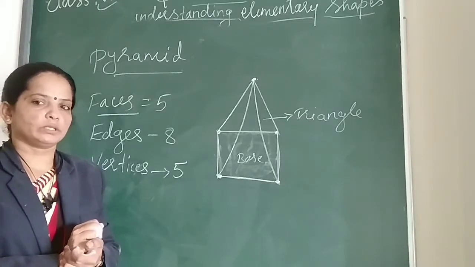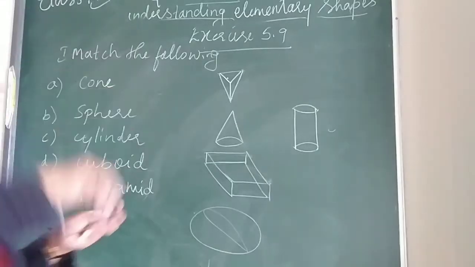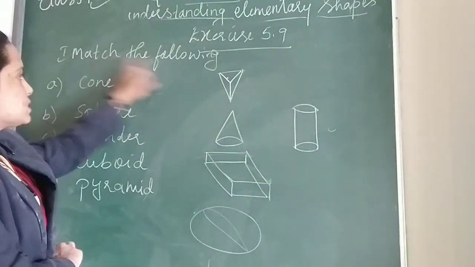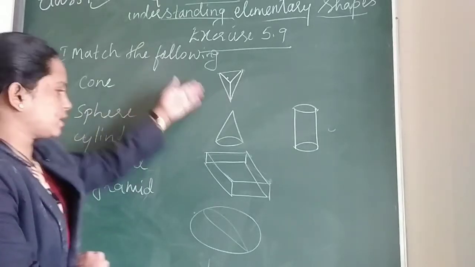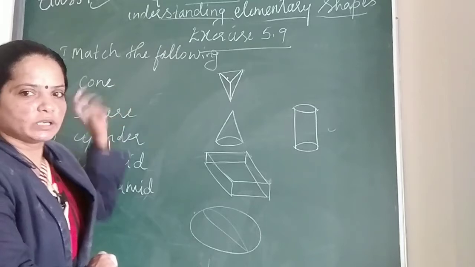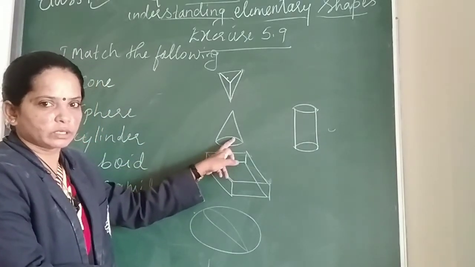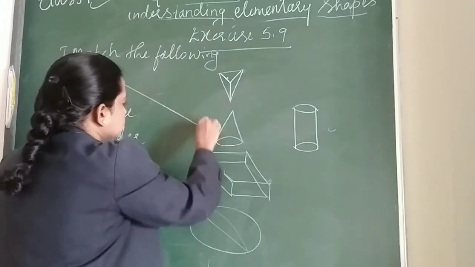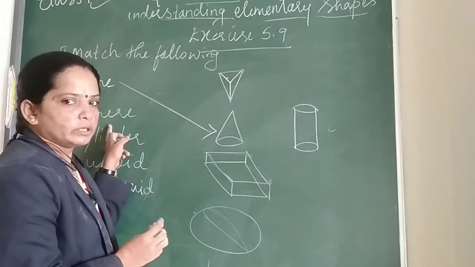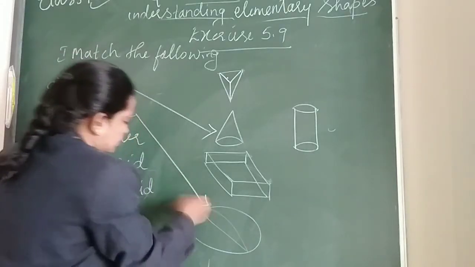So next we will move to the exercise. So exercise 5.9. Match the following with the shapes they are given. So we have to match with the names. First one, cone. Which is the cone here? You can observe here, this is the cone, ice cream cone you have seen. So it is a cone. Next, sphere. You have seen the sphere globe in the library. So it is a sphere.